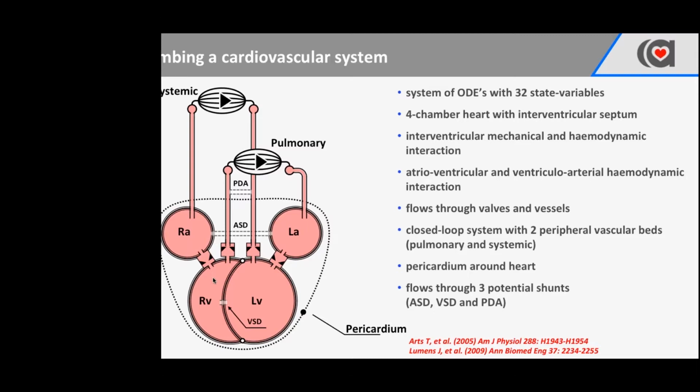And then, of course, the output of the right ventricle will arrive eventually at the left ventricle, which also gives an interaction, but that is all within the model. Then we have the atrioventricular and ventricular-arterial hemodynamic interactions. We have flows through valves and vessels, and we have a closed loop system with two peripheral vascular beds, the pulmonary and a systemic circulation. Then the pericardium around the heart, as I told you before. And then we have the flows again with three potential shunts: the atrial septal defect, the ventricular septal defect, and the patent ductus arteriosus.